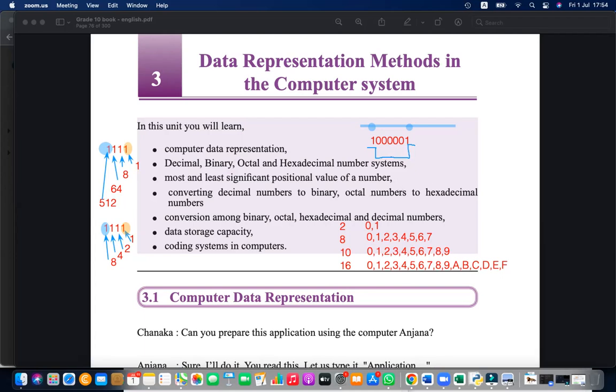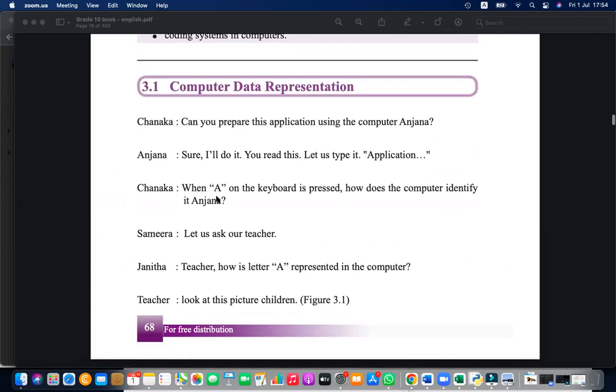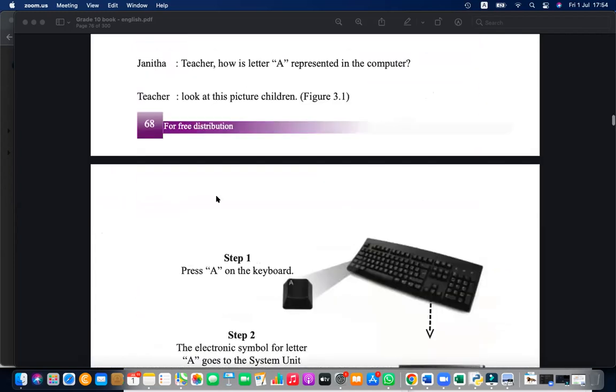Okay, let's move to the topics and quickly go through this, since this is the summary. I have already explained the lesson. Now let's go to the content.